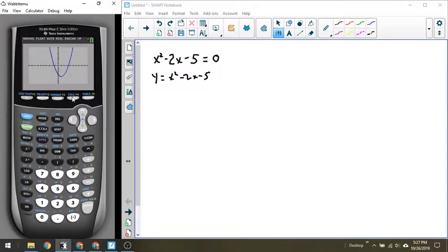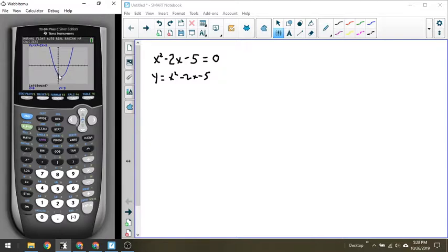The blue matches. Second calculate, and I'm going to arrow down to 0 because that's what I'm looking for, the 0 in the calculate, and hit enter. The calculator right now is telling me that it wants a left bound. It's asking me to tell it where I want it to look. This is the 0 I'm going to go for first.